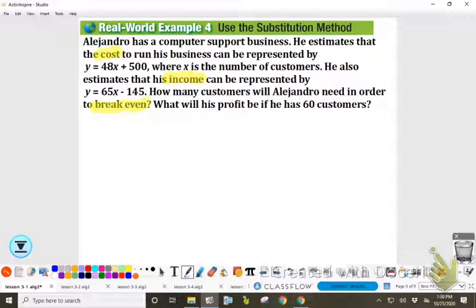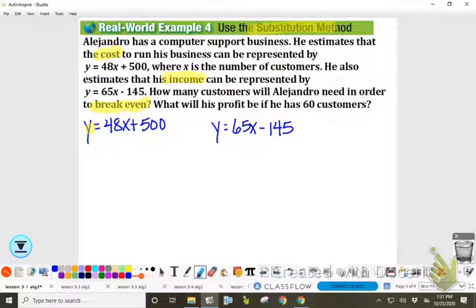So first of all, we have two equations here. We have y equals 48x plus 500, and we have y equals 65x minus 145. We're going to solve this system using what's called the substitution method. Substitution is where you take one equation and you substitute it into the other one. So this y is equal to 48x plus 500, but I know over here y is also equal to 65x minus 145. So I'm going to take this y and substitute it into that equation where there's a y. This is called the substitution method.